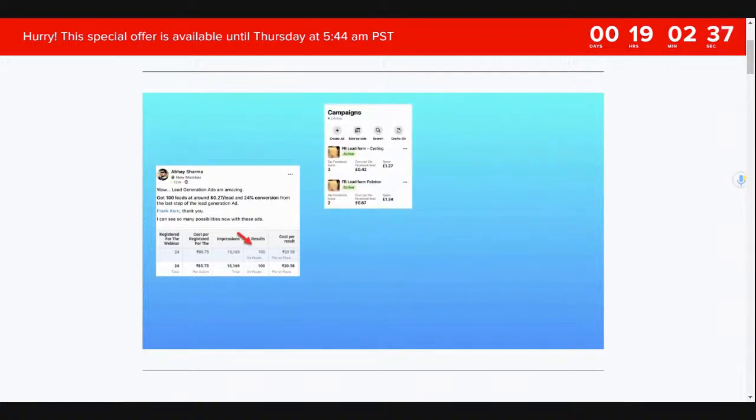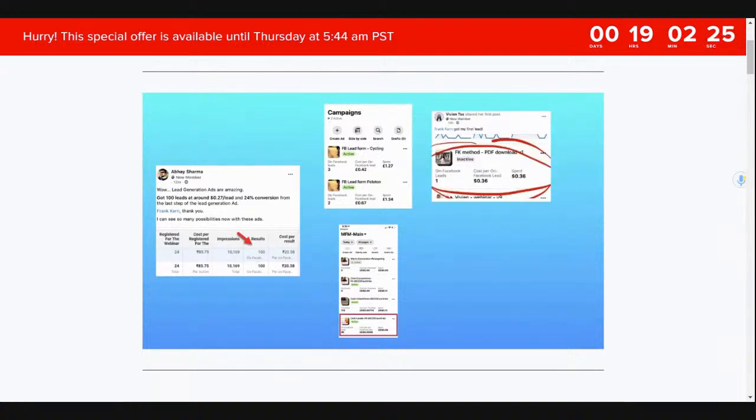And here's another one. This was paying 42 cents per lead, 67 cents per lead. Here's another one. This one's paying 5 cents per lead. I mean, that's nothing, right? Here's another one, 36 cents per lead. Here's another one, 66 cents. I mean, it's not hard, right?